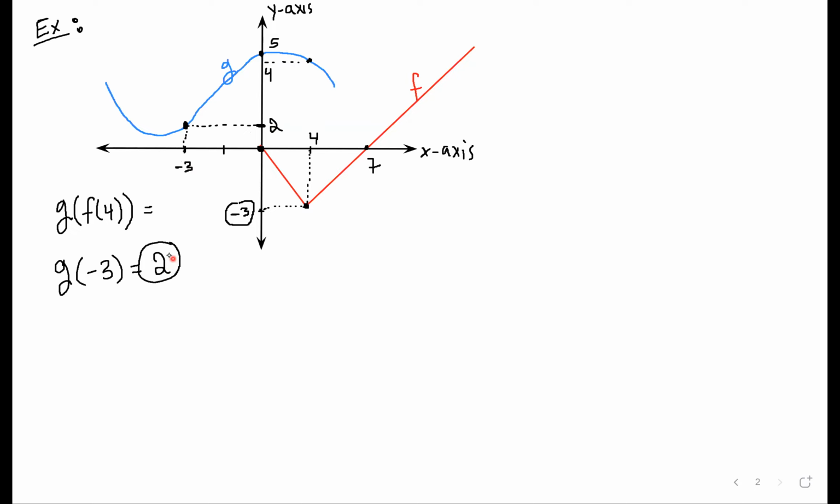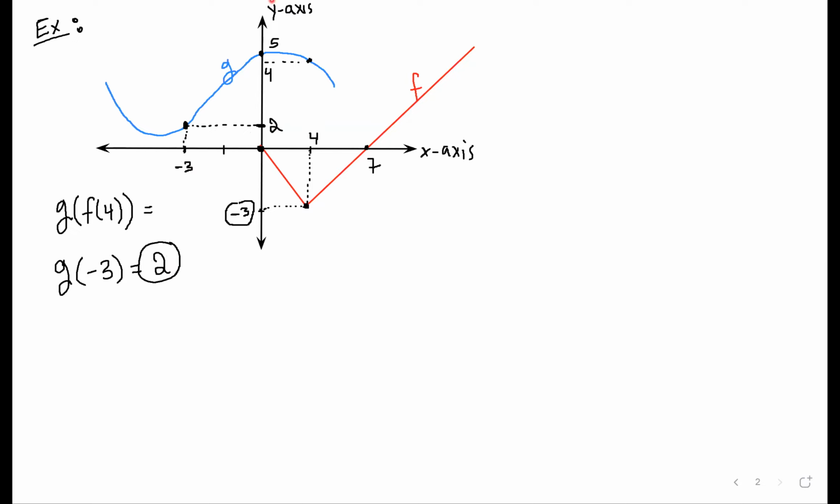Okay, and what if it was a question like f of g or f of f, using the same function? You're using the same graph, the red one or the blue one, whatever.